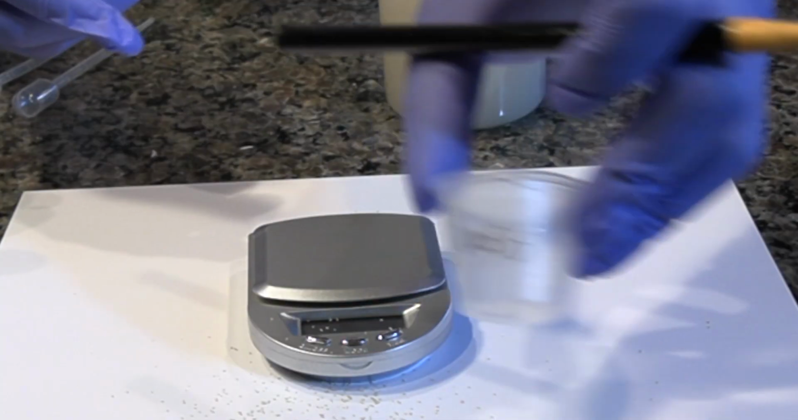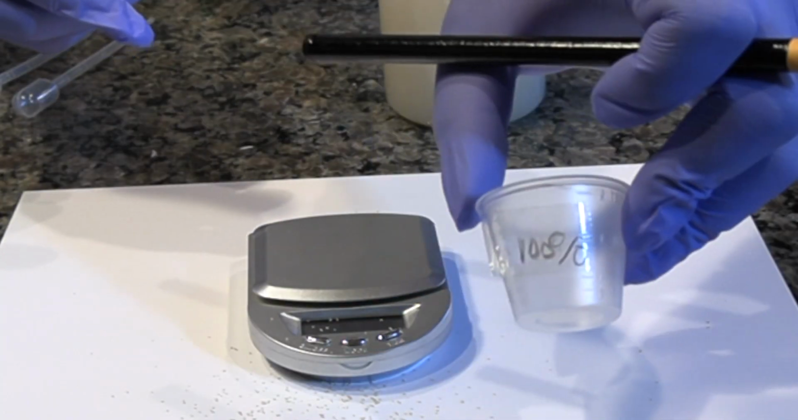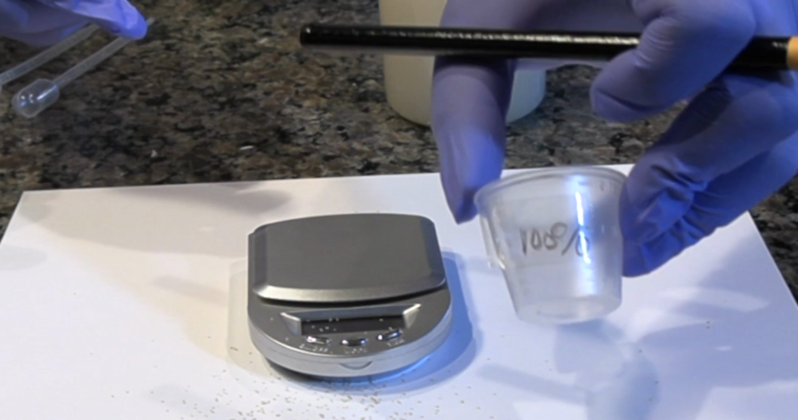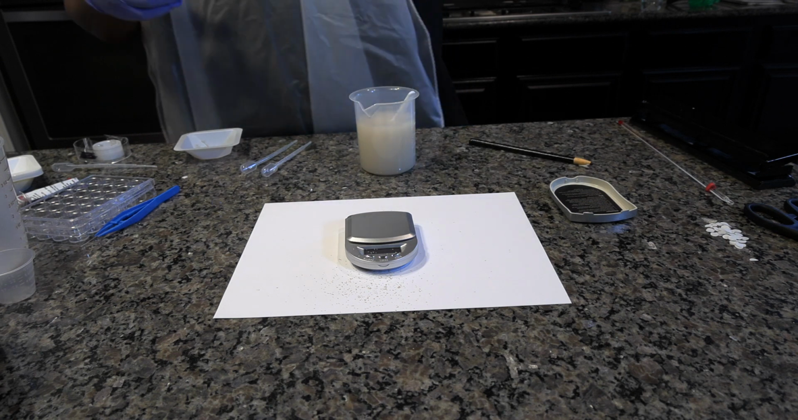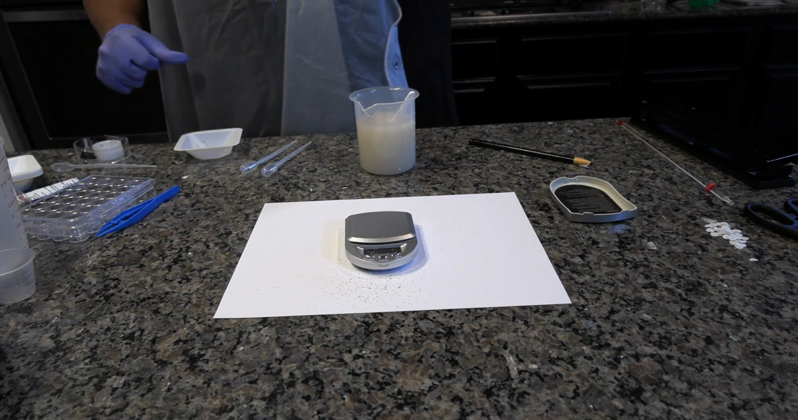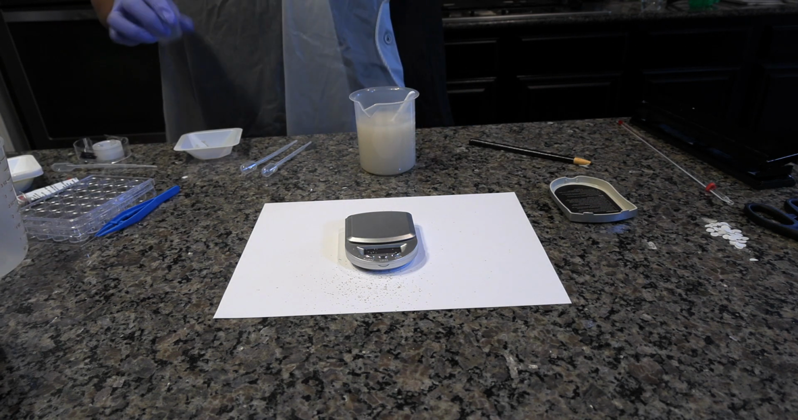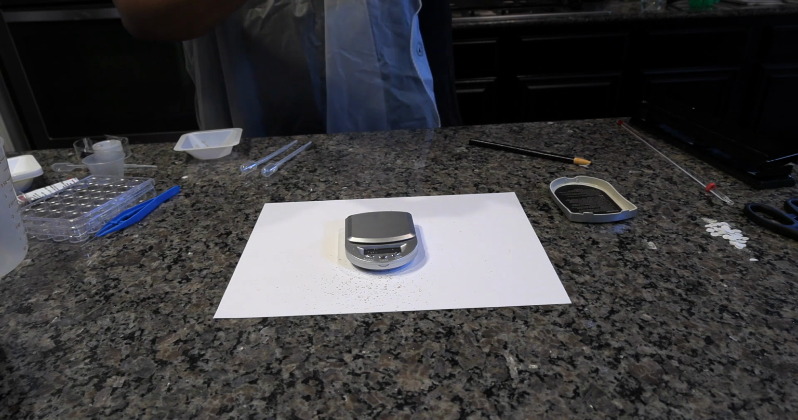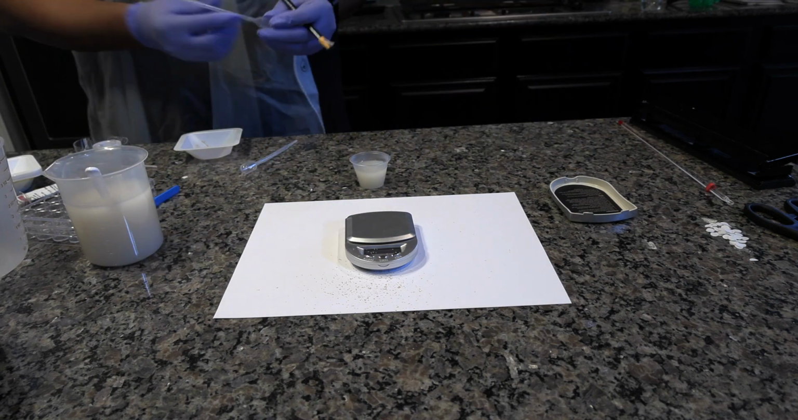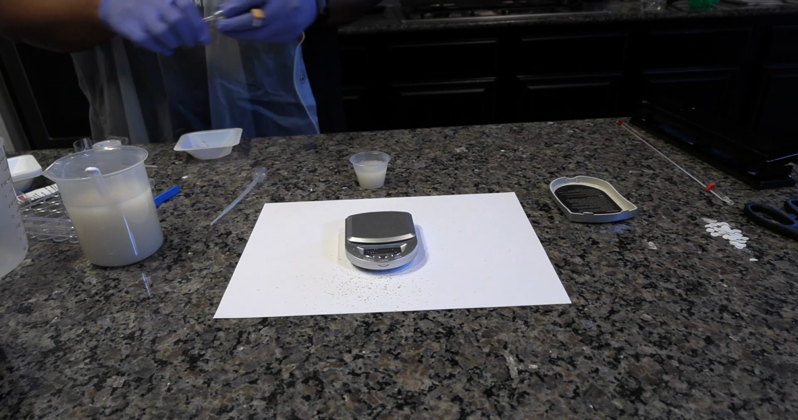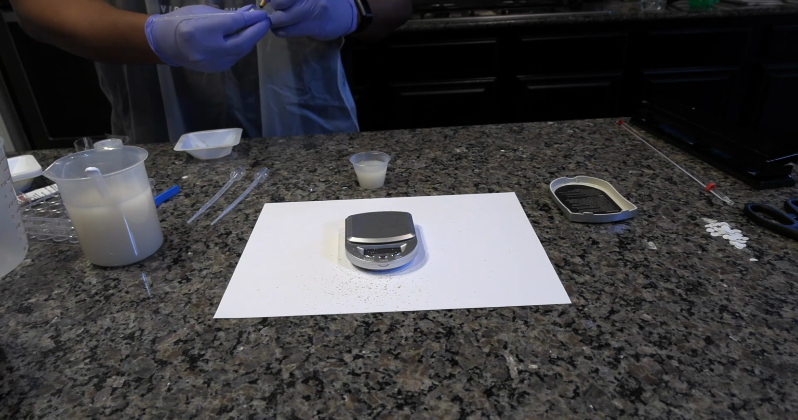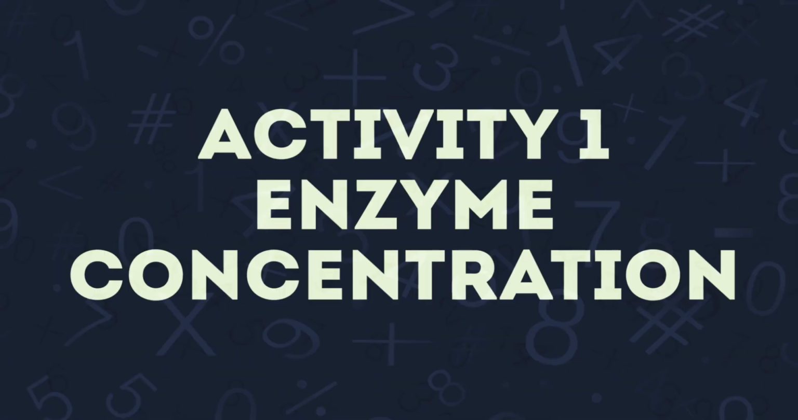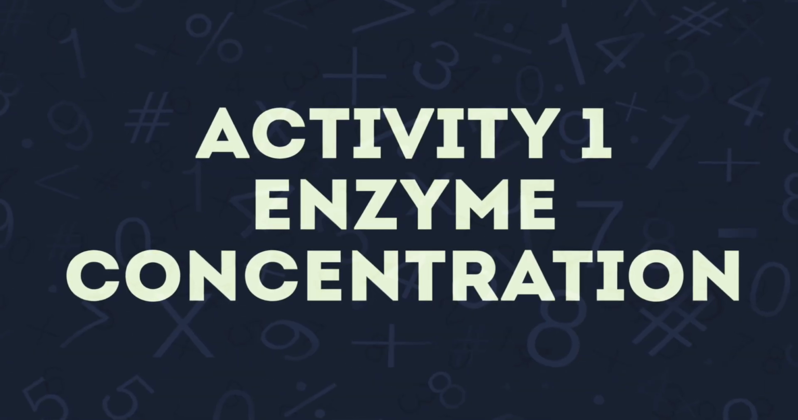Label one of the medicine cups as 100% catalase. Pour the yeast suspension into the medicine cup up to the 20 milliliter mark. Label the bulb of one pipette H2O2, the second with catalase, the third with acid, and the fourth with base.